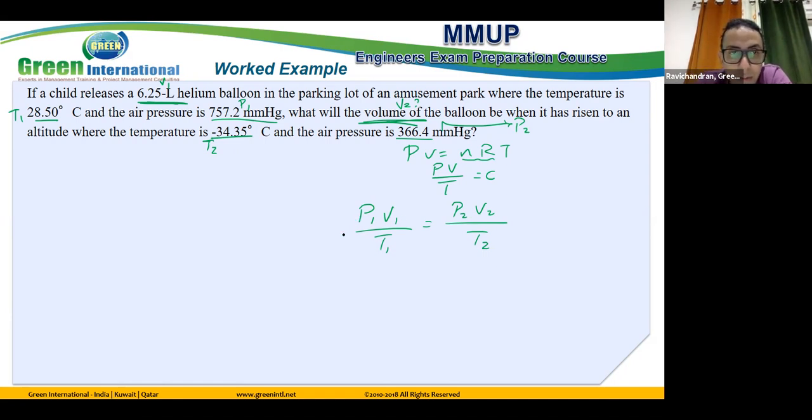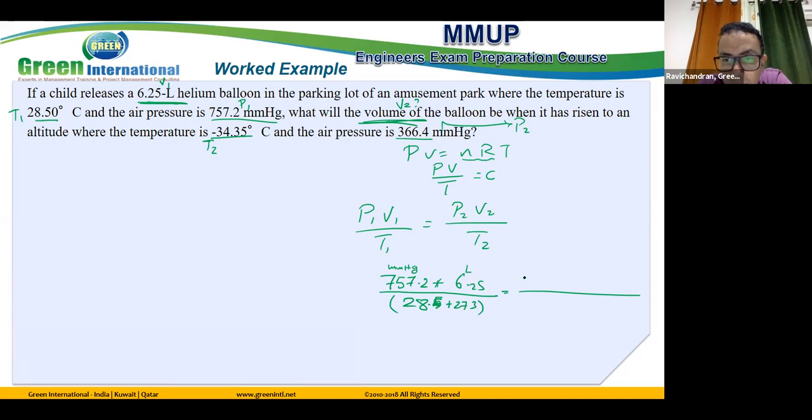So here we're going to apply it to the problem, direct substitution. P1 is 757.2 millimeter mercury, multiply 6.25 liter, over 28.5 plus 273, equal, here is 366.4 millimeter mercury multiply V2, it is required, over minus 34.35 plus 273. That's it.